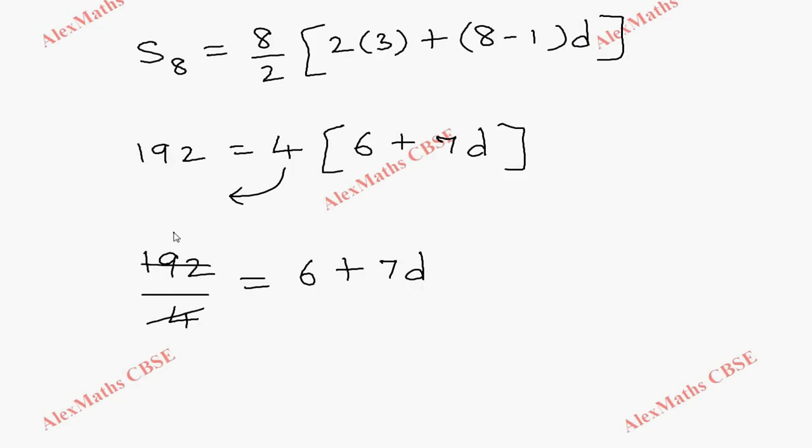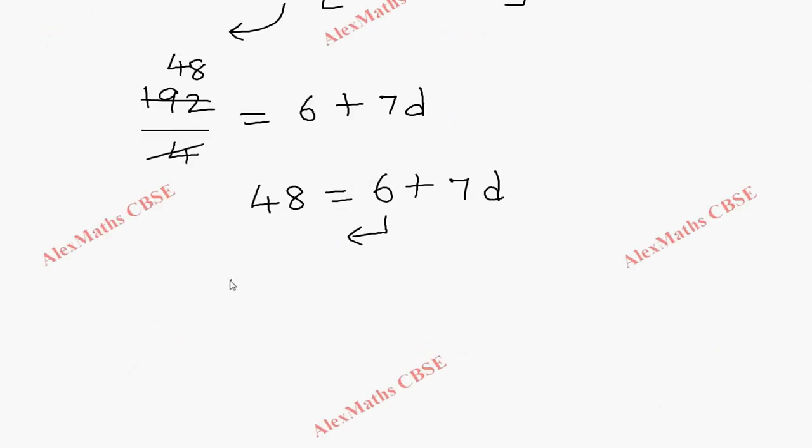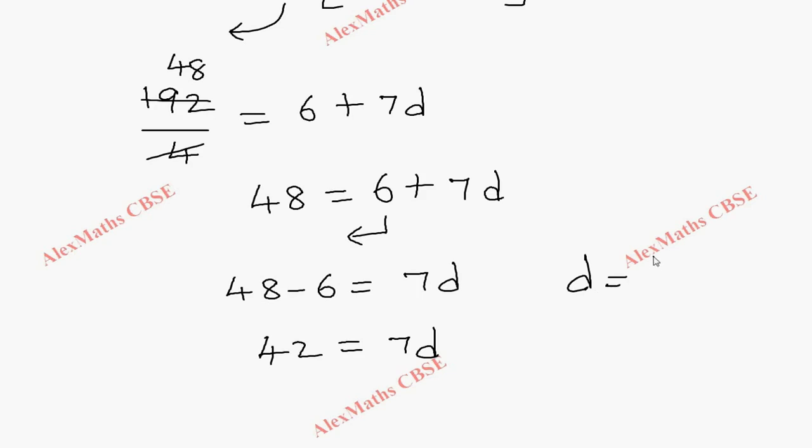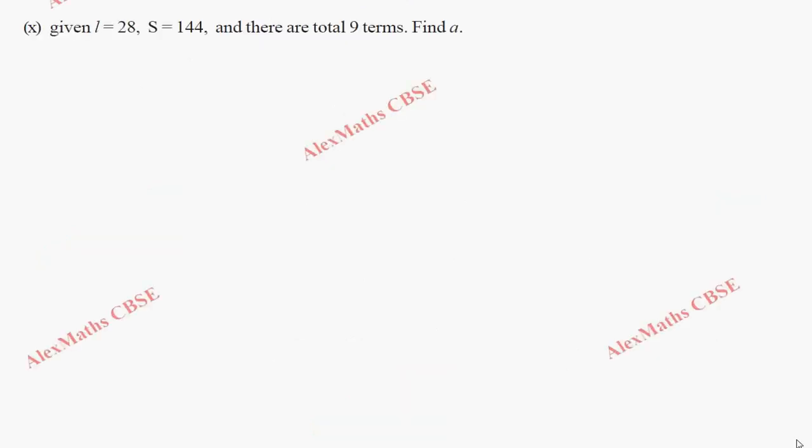Now we divide. 4 4s are 16, balance 3, 8 times 32. So 48 equal to 6 plus 7d. We subtract this. After subtraction, we get 42, which is equal to 7d. From this, the value of d is 42 divided by 7. After division, it is 6.